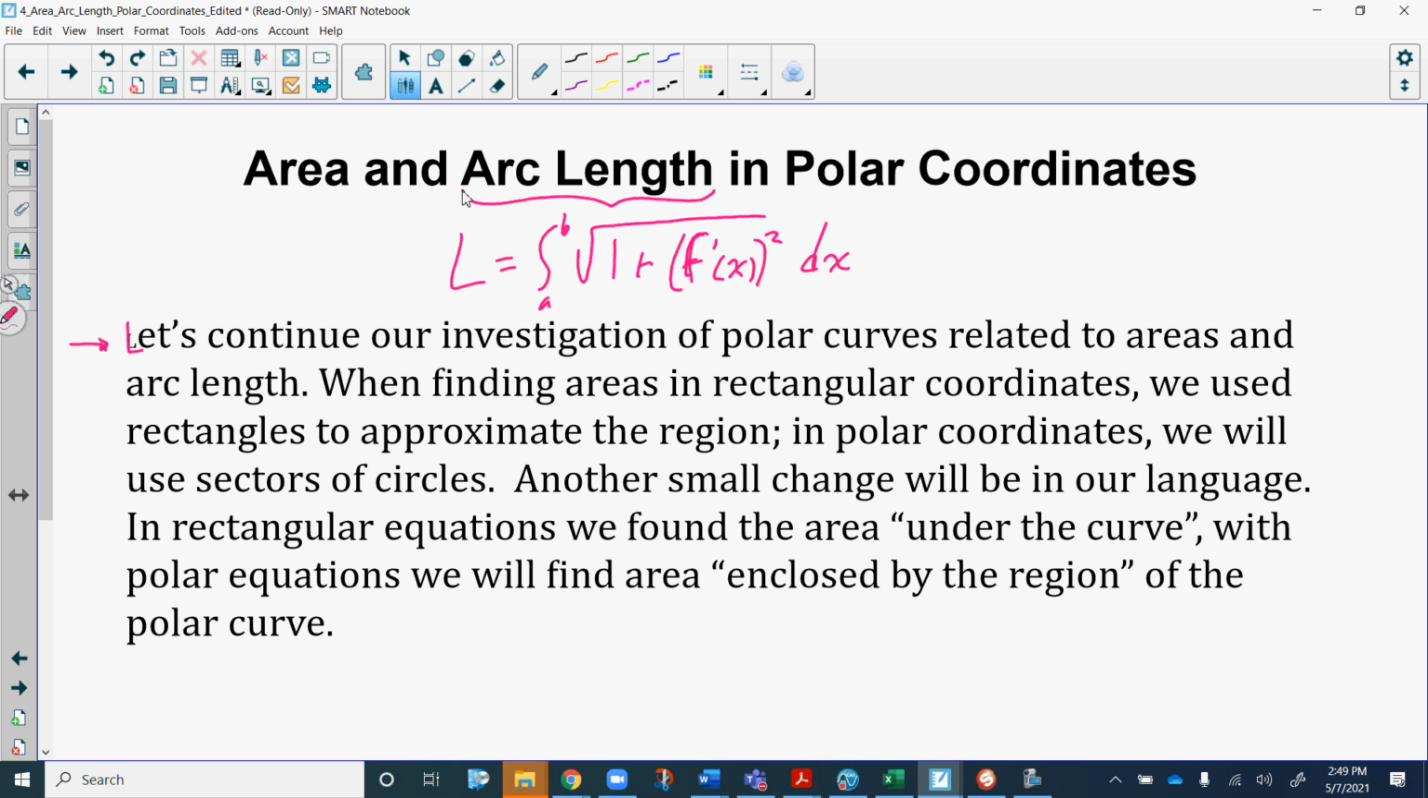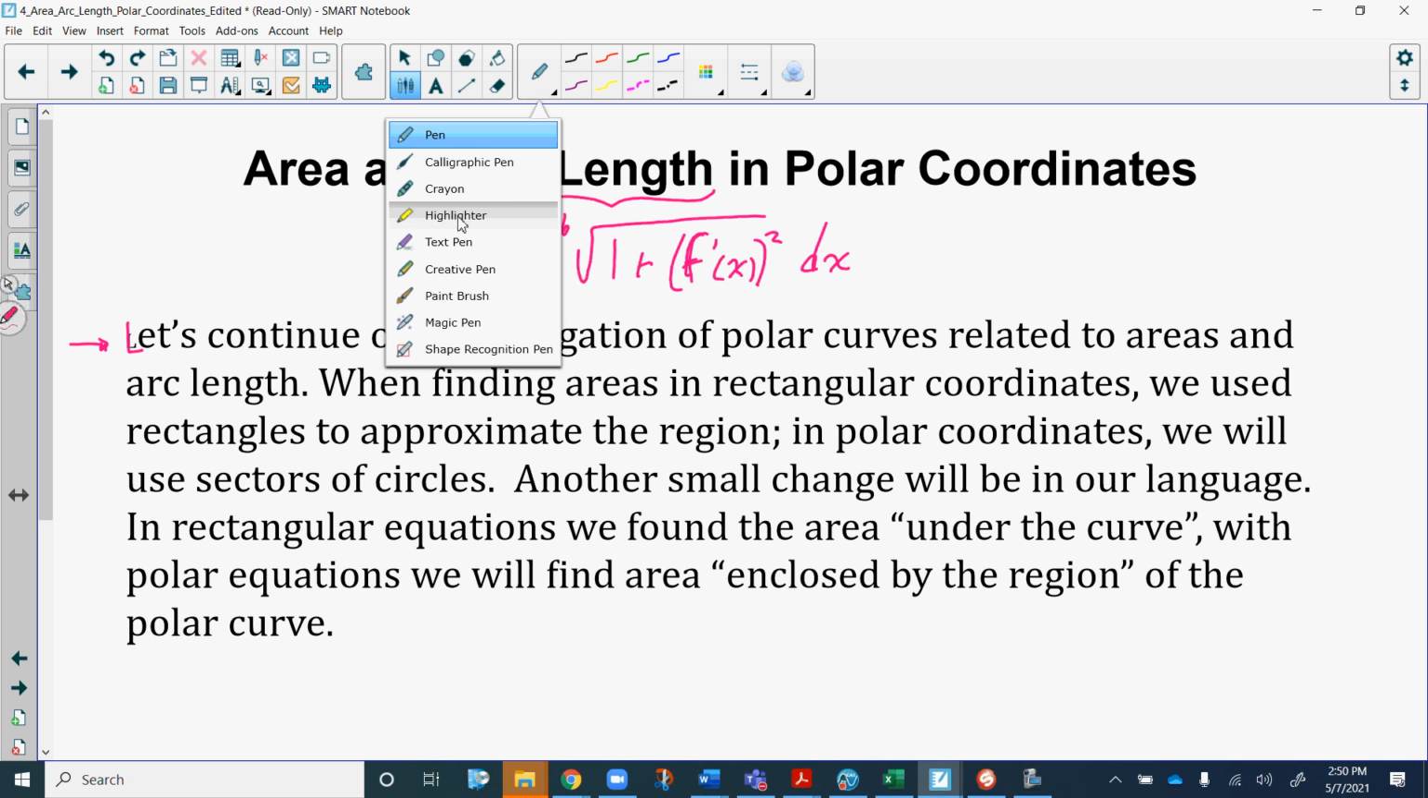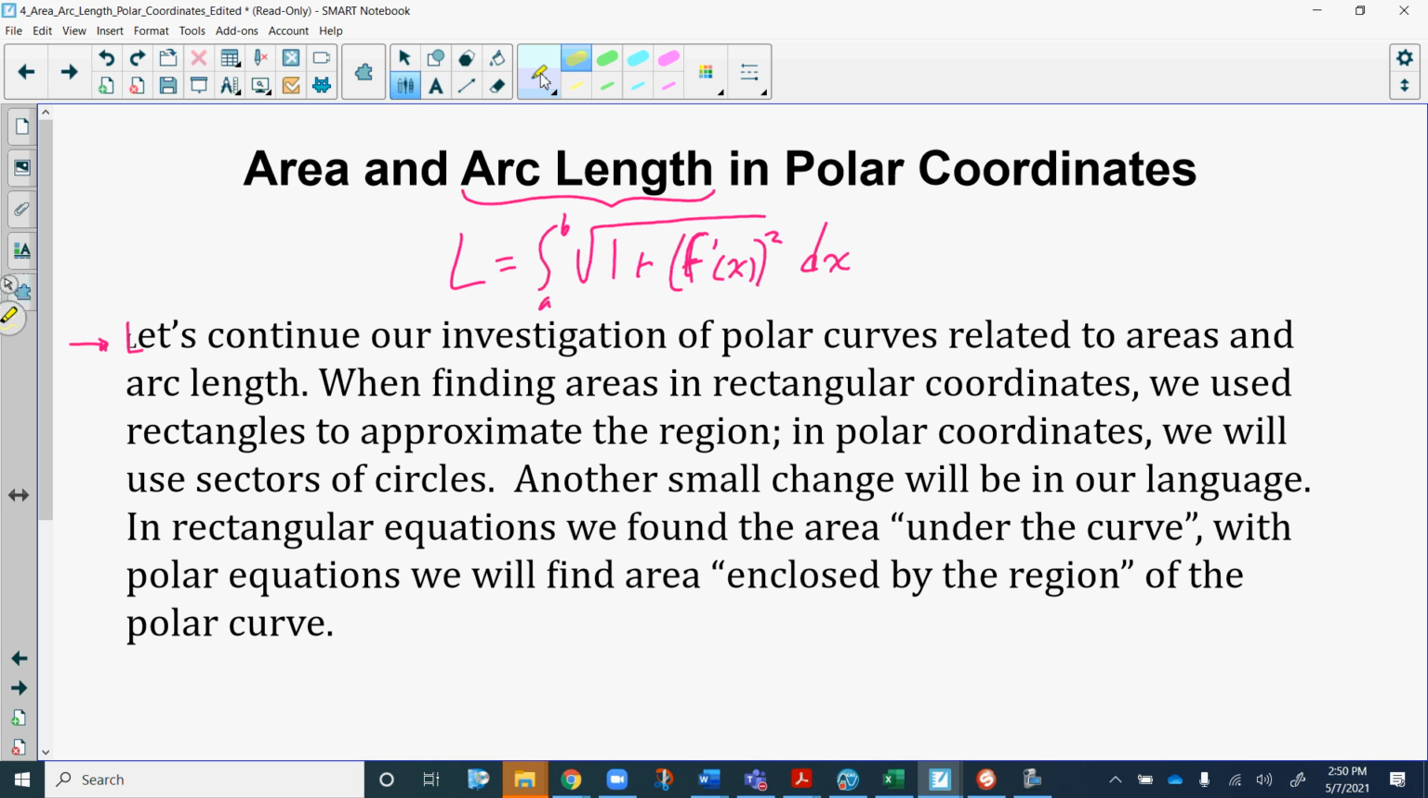Let's continue our investigation of polar curves related to areas and arc length. There's a little bit of information that I want to make sure is clearly identified here. When finding areas in regular rectangular coordinates, we use rectangles to approximate the region. Well, in polar coordinates, we will use sectors of circles.